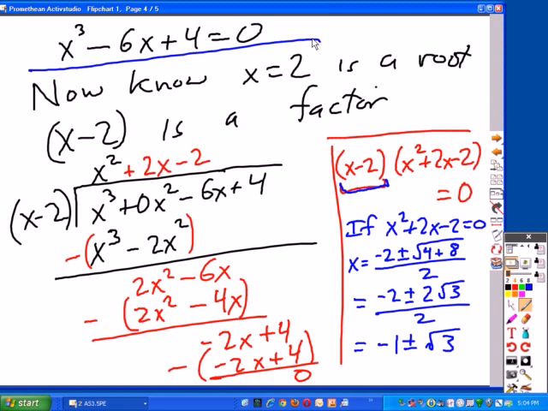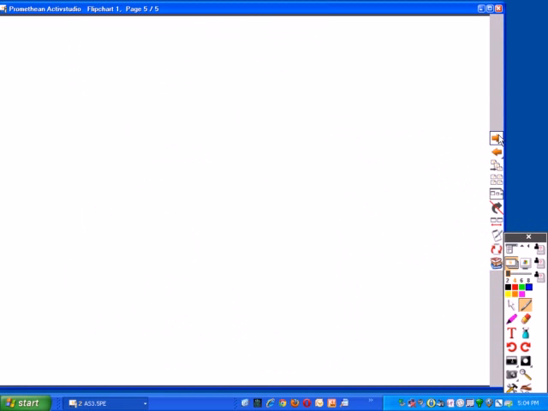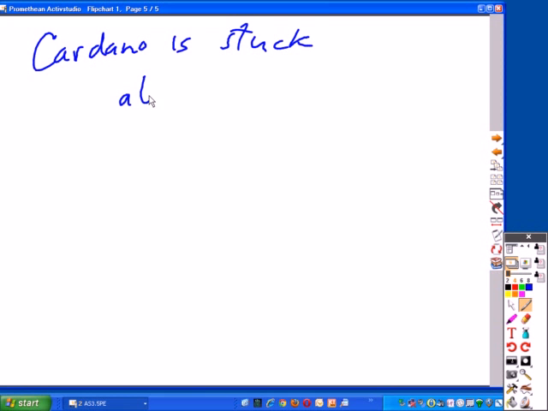The idea with Cardano is once you found one root, you can do division and reduce the problem to the quadratic formula. Now, let's not lose sight of the fact that Cardano couldn't have done this, and so Cardano is stuck at u cubed equals negative 2 plus or minus 2i because he didn't have the notion of i.